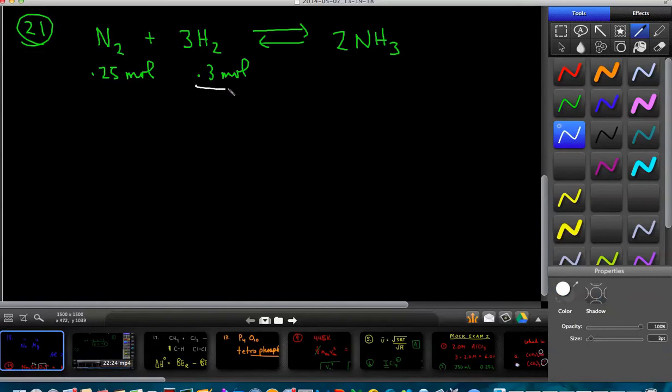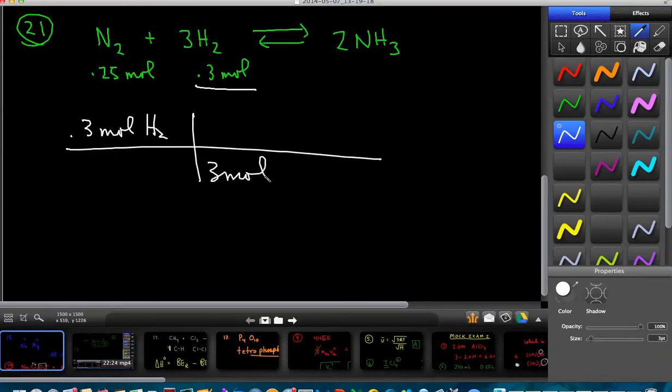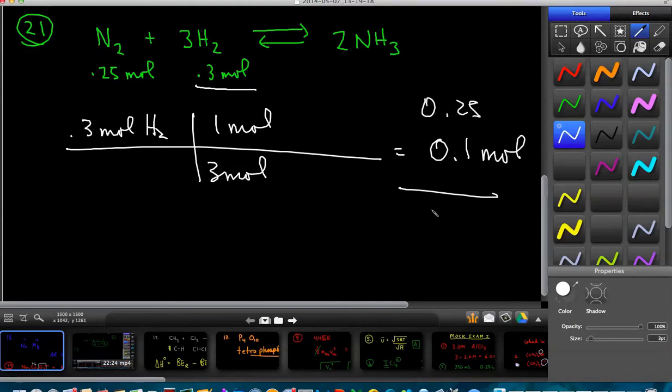Let's start with the hydrogen, because for every 3 moles of hydrogen, you only need 1 mole of nitrogen. So if I have 0.3 moles of hydrogen, I will only need 0.1 mole of nitrogen. And I have 0.25 moles of nitrogen. That means nitrogen will be left over, and I'll have 0.15 moles of it. That is best summed up in answer choice B. Credited answer for 21 is B.